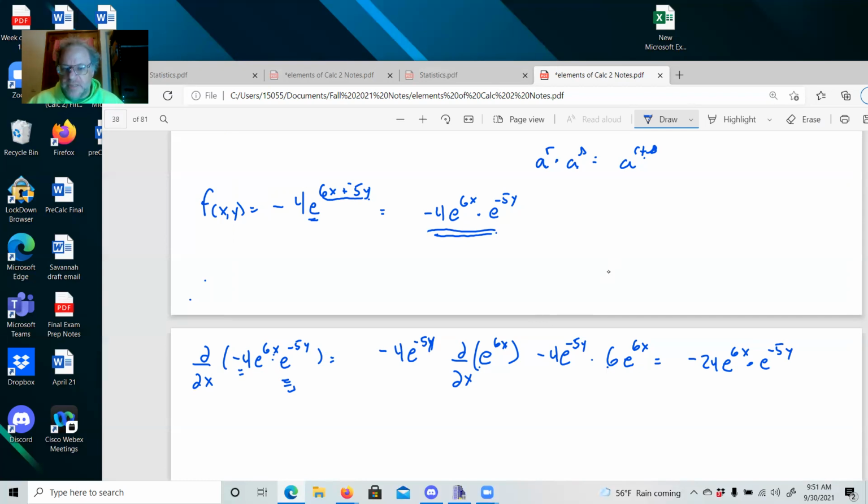If we wanted to, these substitutions are a little hard with partial derivatives because you have to remember you're taking the derivative with just x. So you could do u equals 6x minus 5y here, and then du is equal to 6. So we would have negative 4 e to the u and then du, okay? So we'd have negative 4 e to the 6x minus 5y times 6. We'd still end up with the same thing. And either way you want to do it is just fine.